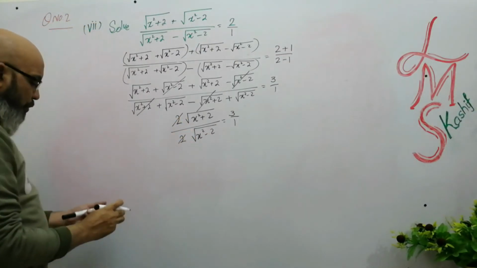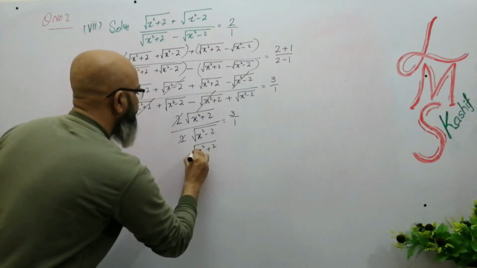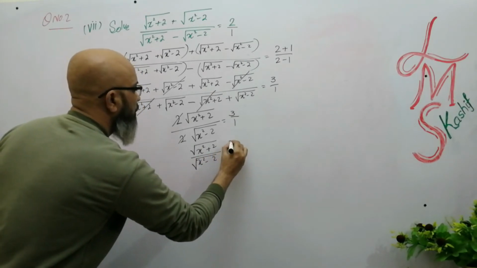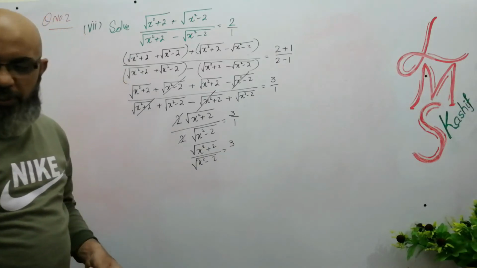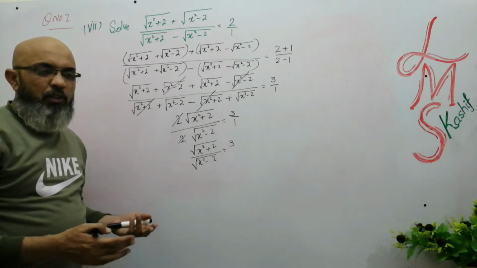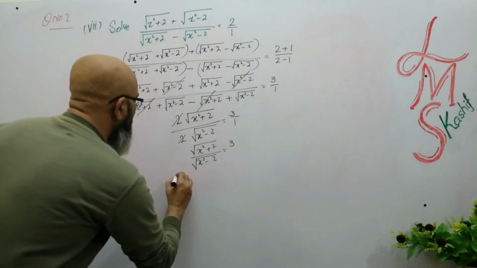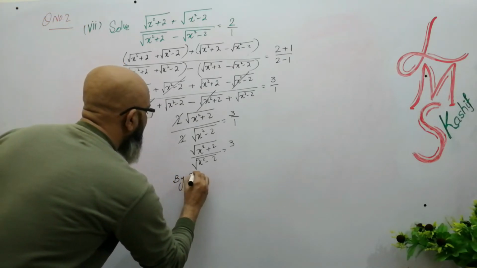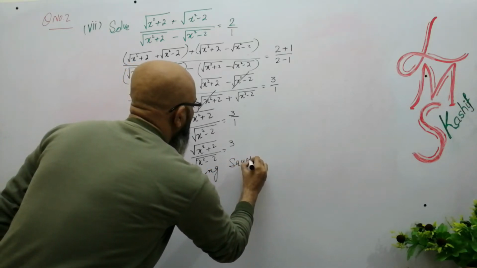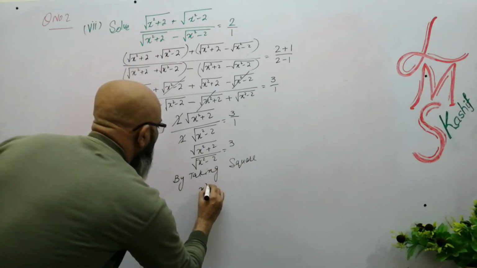2 cuts with the 2. Now square root of x square plus 2 over square root of x square minus 2 is equal to 3. 3 over 1 means 3. So now we want to remove this square root. So how do we remove it? To remove the square root, you always have to square. So by taking square on both sides, we square both sides.